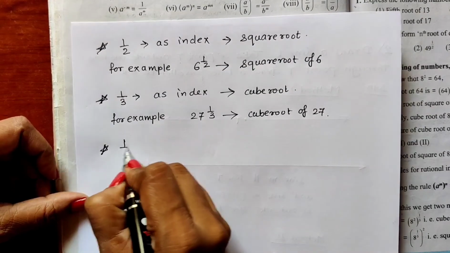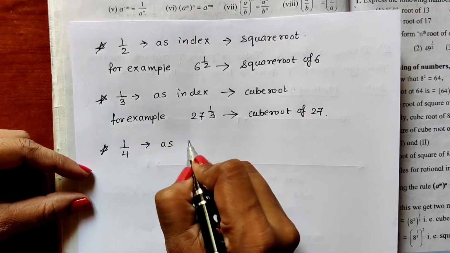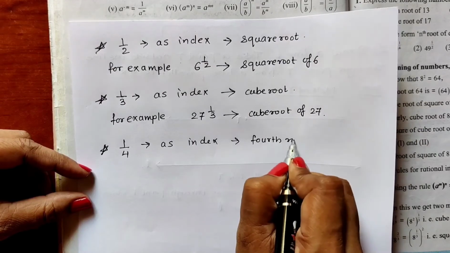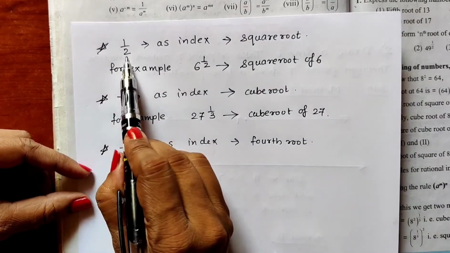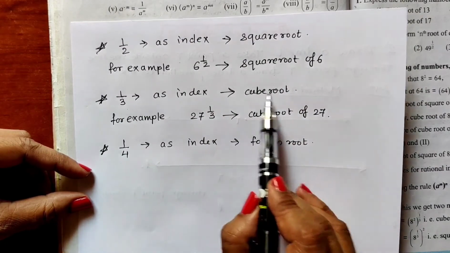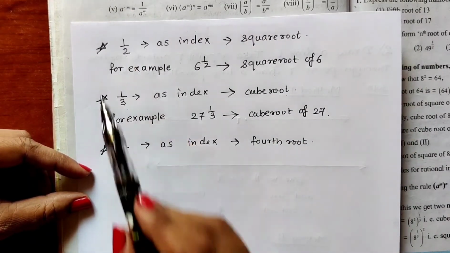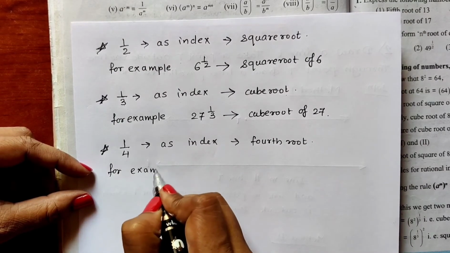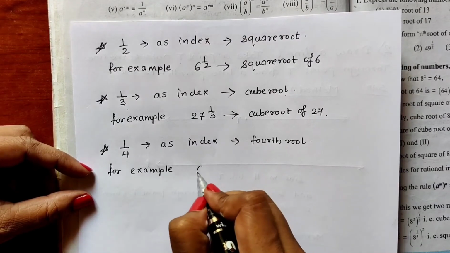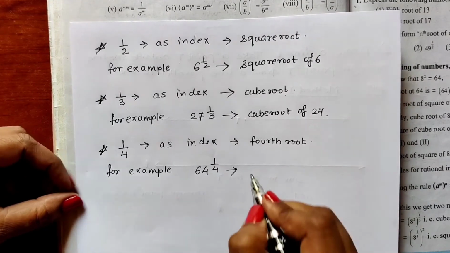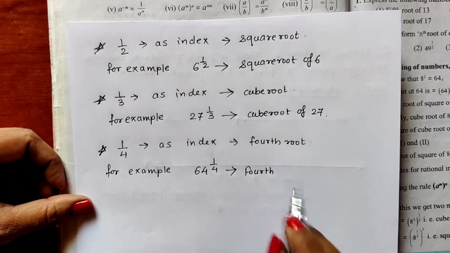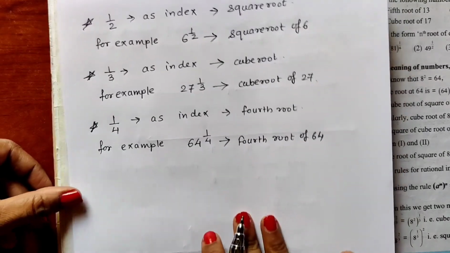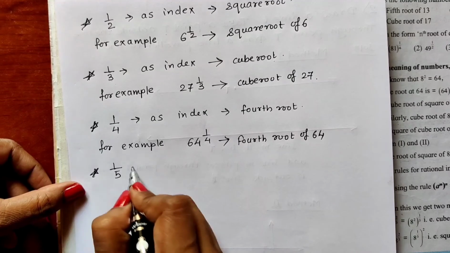When the index is 1 upon 4, then it means what? Fourth root. Okay. When 1 upon 2 is there, we write it as square root. When 1 upon 3 is there, we write it as cube root. We don't write third root or second root. But when 4 is there, we write it as fourth root. For example, 64 raised to 1 upon 4 means what? Fourth root of 64.